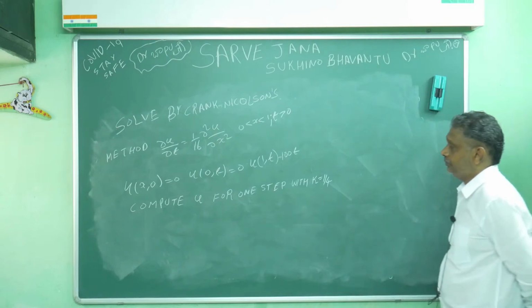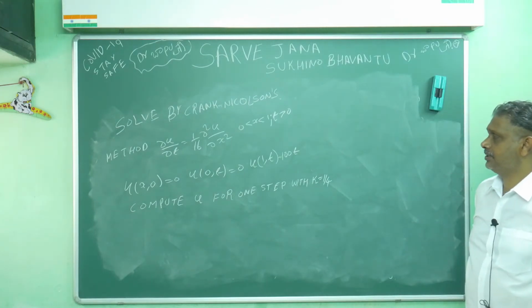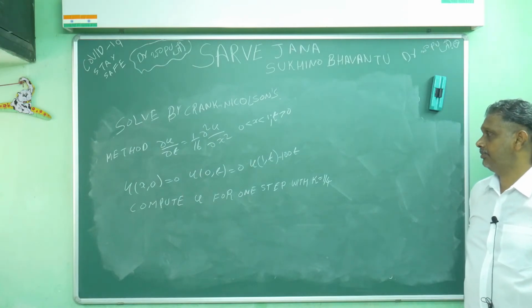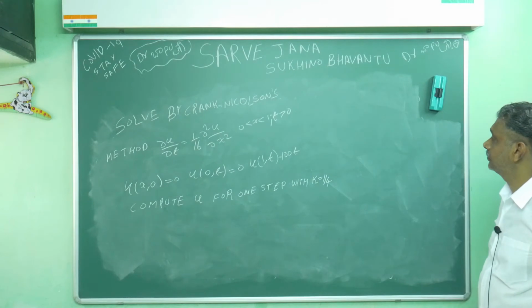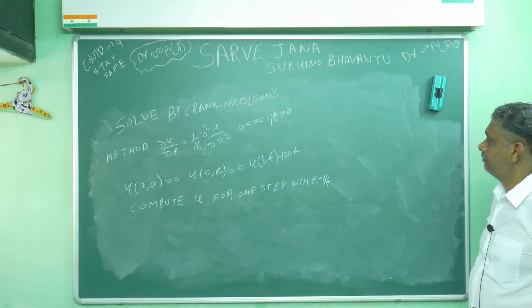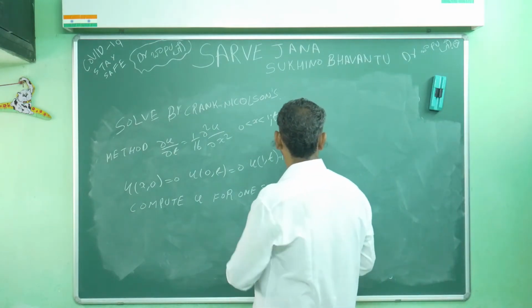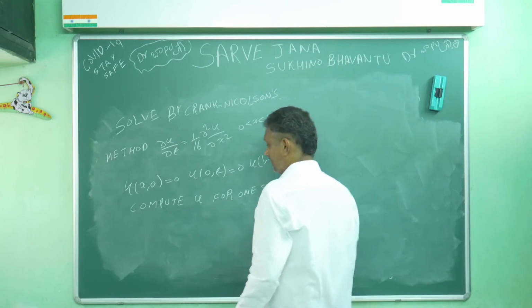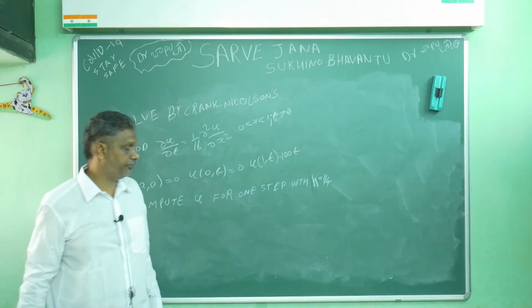Compute u for one step, only one step is asked. Sometimes two steps means you can go as two steps, but here you can stop with one step. With h = 1/4. Not k, sorry, h, the x distance.